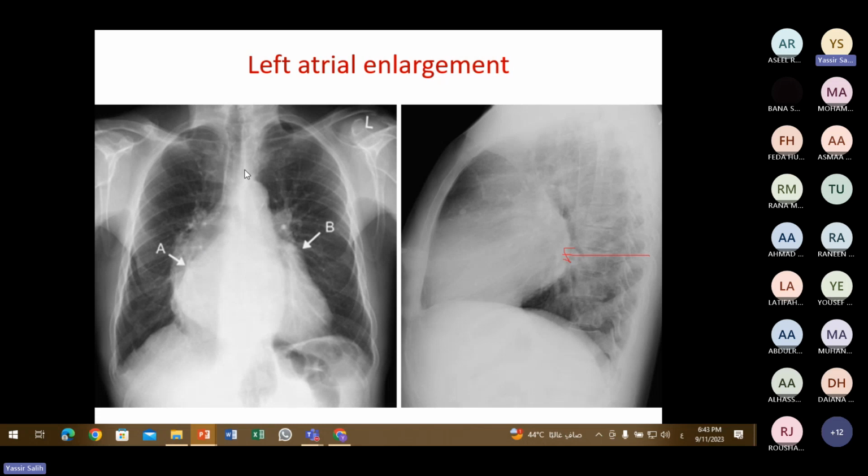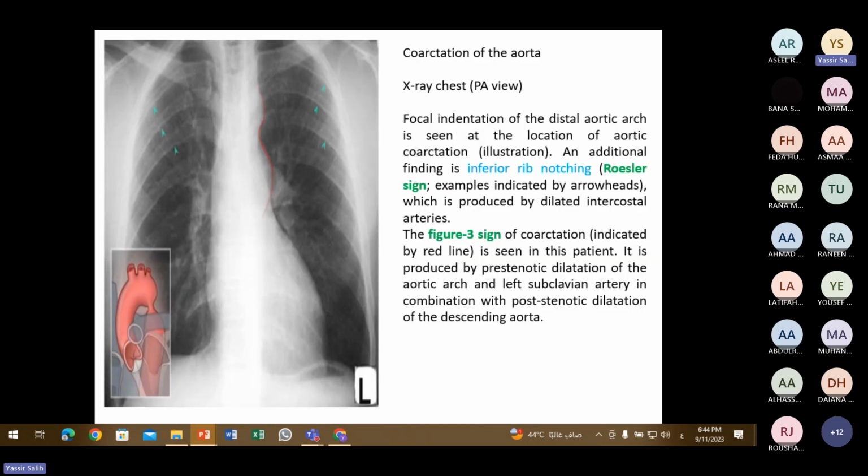Below the carina is the trachea. This is the right main bronchus and the left main bronchus, and the angle has become wider, with an elevated left main bronchus. On the lateral view, we said you see protrusion of the posterior wall of the left atrium. So these are the signs of left atrial enlargement due to mitral regurgitation or mitral incompetence. Next slide is about coarctation of the aorta.